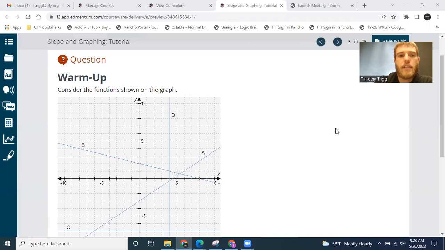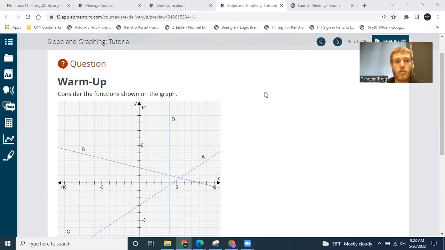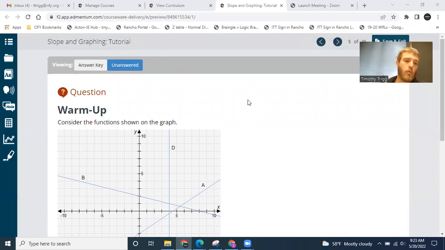Hello, math students. Today we're going to be going over a slope and graphing tutorial, mastery test, and practice. We'll be going over how to graph lines, how to look at a line and find its equation, and lots of other fun things. But let's go ahead and get started with the tutorial. So go to slope and graphing tutorial.